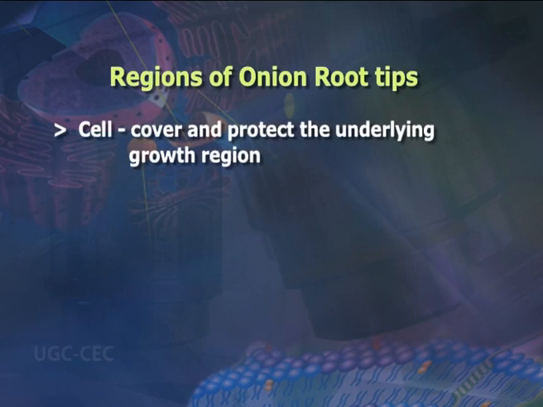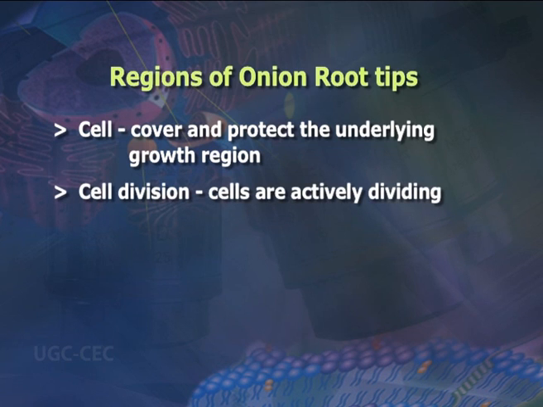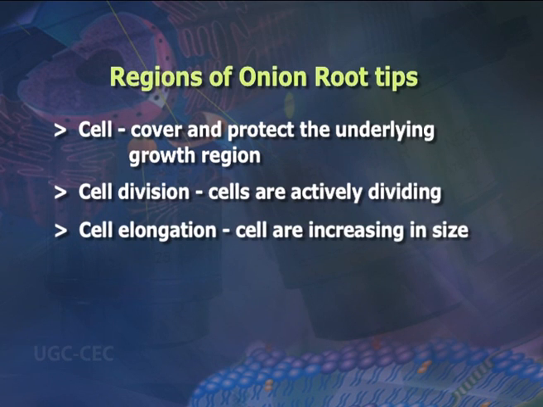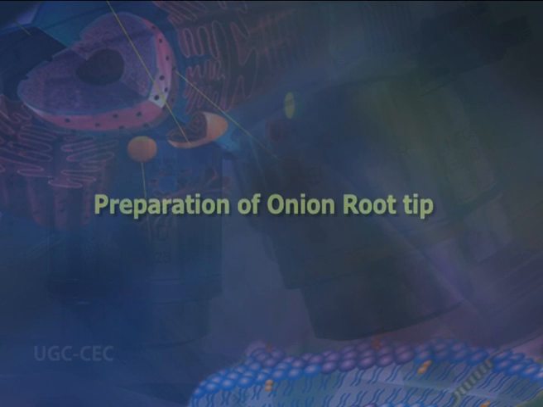There are 3 cellular regions near the tip of an onion root. The root cap contains cells that cover and protect the underlying growth region as the root pushes through the soil. The region of cell division, or meristem, is where cells are actively dividing but not increasing significantly in size, and in the region of cell elongation, cells are increasing in size but not dividing.